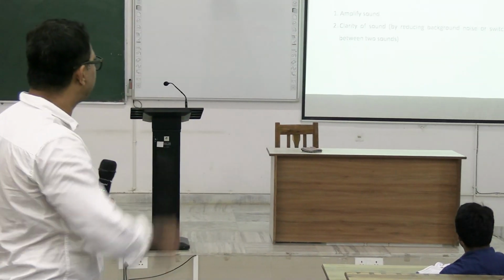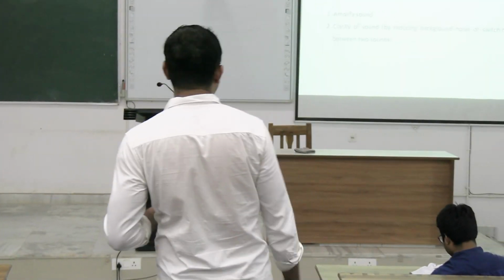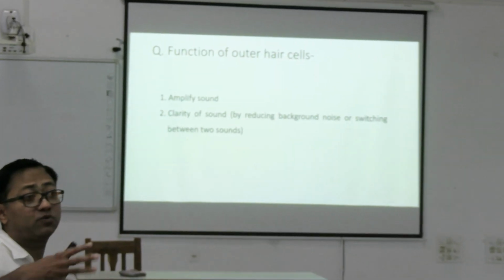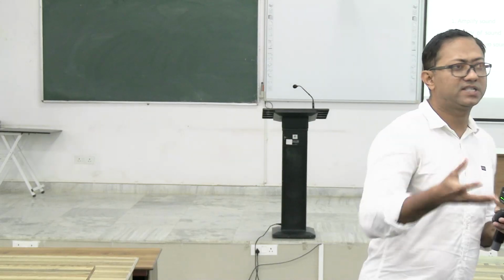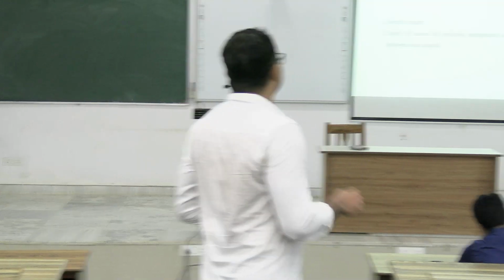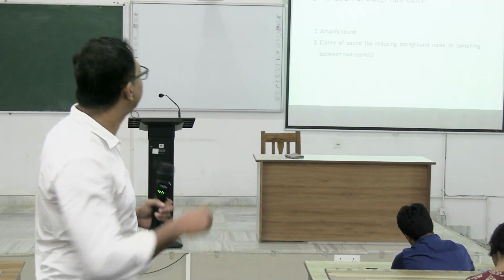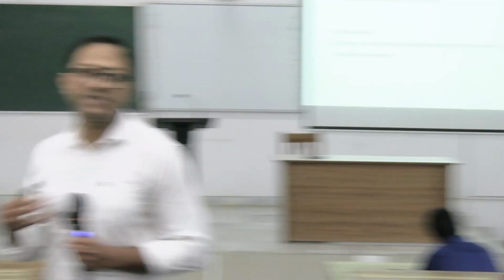Okay, so function of outer hair cell. Number one function, it amplifies sound and clarity of sound. If someone's outer hair cell is damaged, then the sound will not be clear, it will be noisy, right? There are different types of diseases that you will study in final year ENT or maybe in third year ENT. So function of outer hair cell is to amplify sound and to increase the clarity of sound.